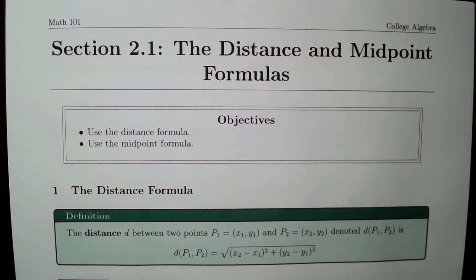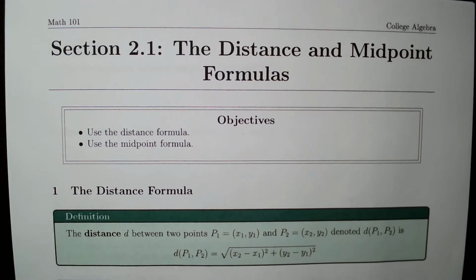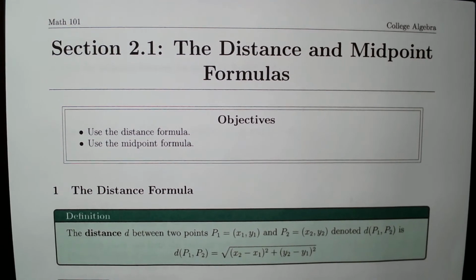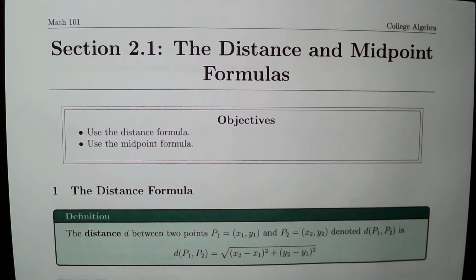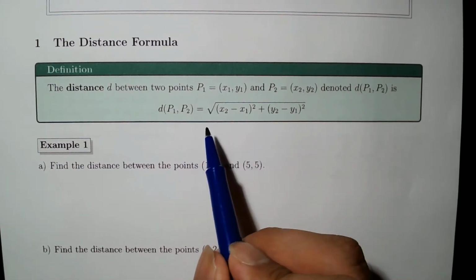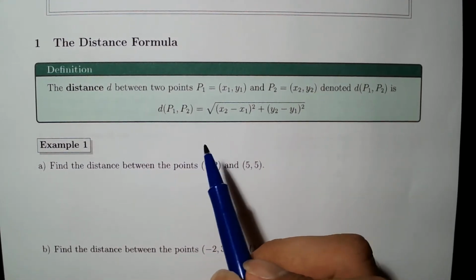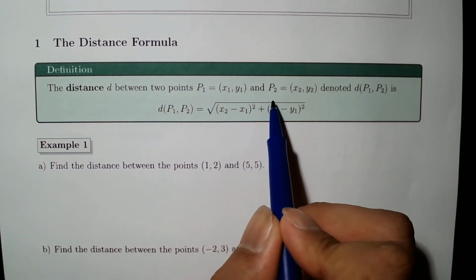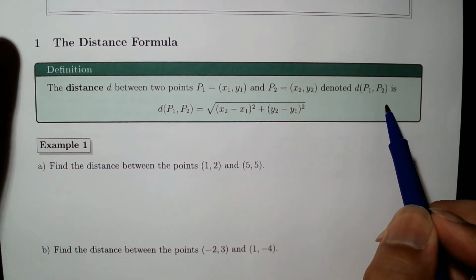Hello, in this video we go over section 2.1, the distance formula and the midpoint formula. Okay, so let's begin with the distance formula. This formula right here is to find the distance between 2 points, P1 and P2, and it's denoted d(P1, P2).